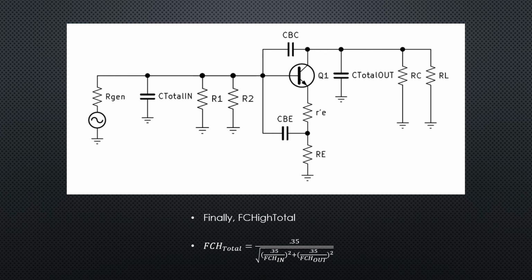Here's our final formula for calculating FC high total. We've arrived. So it's 0.35 divided by the square root of the quantity 0.35 divided by FC high in squared plus 0.35 divided by FC high out squared, and that gives us our final FC high total for the circuit.